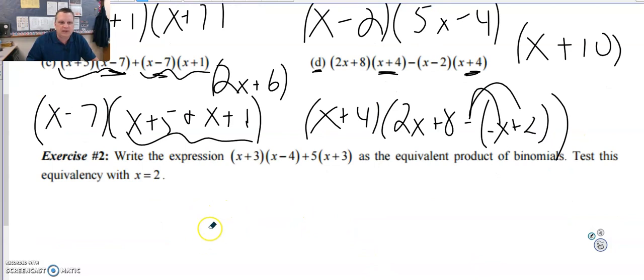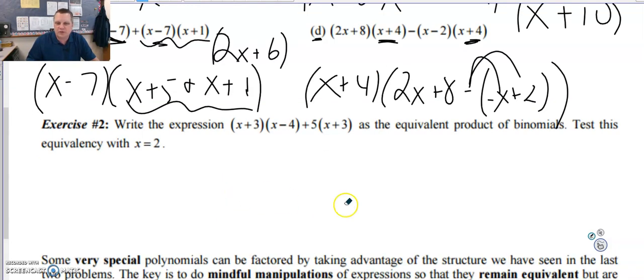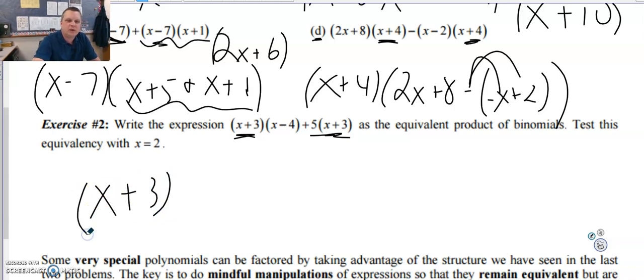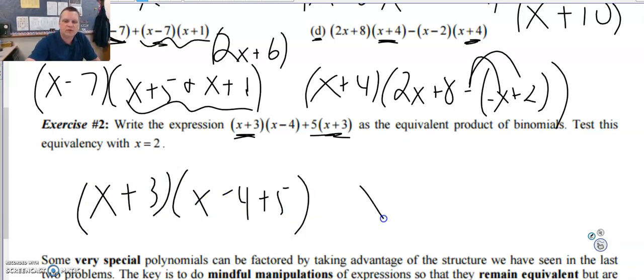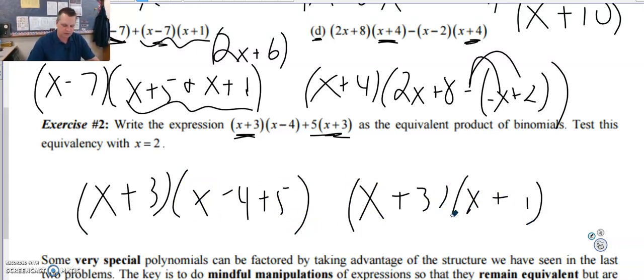Now, in exercise 2, they are just making sure that you end up with the same value. So once you take out the x plus 3, you're left with an x minus 4 plus 5, which is x plus 3, x plus 1. Okay, those are your binomials. And then all they're doing is checking when x is 2. So you would put 2 in with the such that x equals 2.